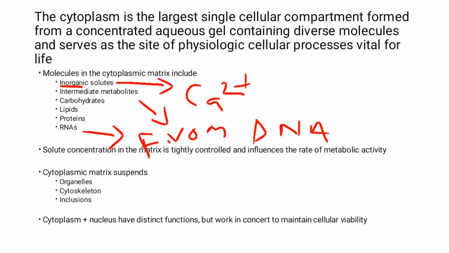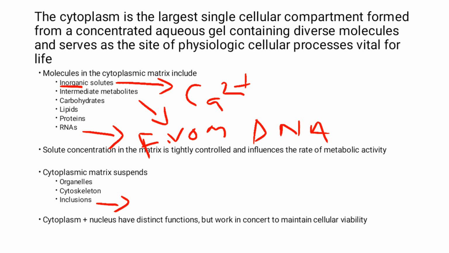The matrix suspends organelles, the membrane-bound organelles. It suspends the cytoskeleton, and it suspends inclusion bodies. So inclusion bodies are not cytoskeletal elements, and they are not membrane-bound. So things like glycogen exist within the cytoplasm as a large glycogen macromolecule, right? They don't exist in the cytoplasm as a membrane-bound glycogen vesicle.